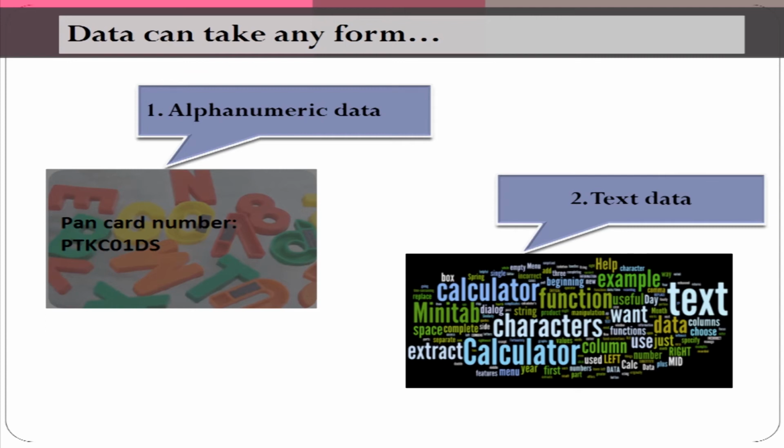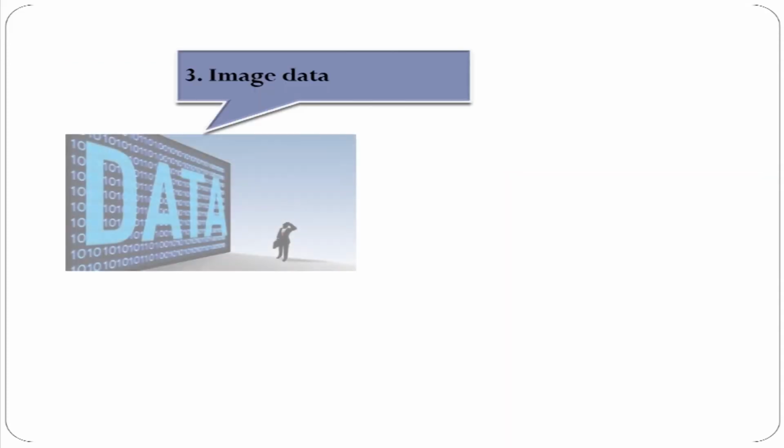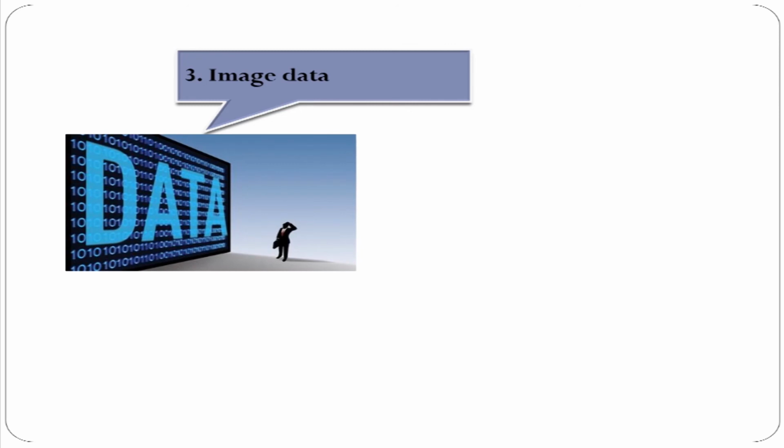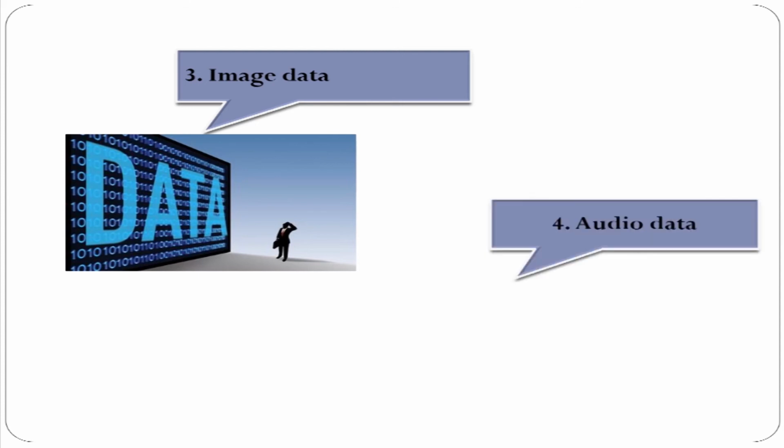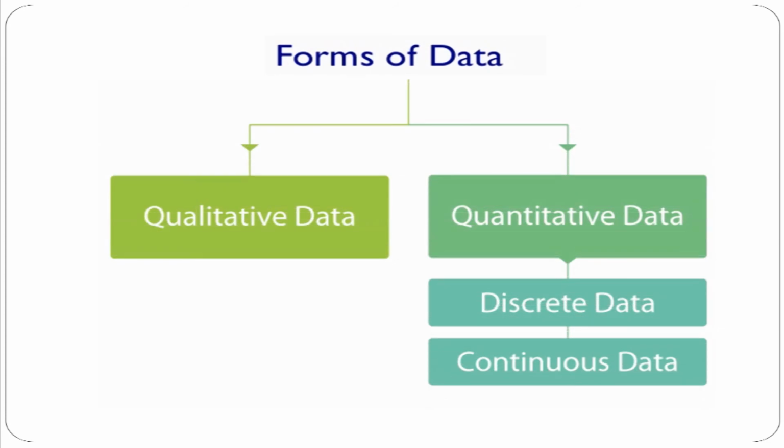Number 3, image data. These include graphics, figures, shapes, for example, the images you're seeing on the screen right now. Number 4, audio files like human voices and other sounds like music or everyday sounds like cars, children squealing with excitement. Forms of data. Data can be quantitative or qualitative.